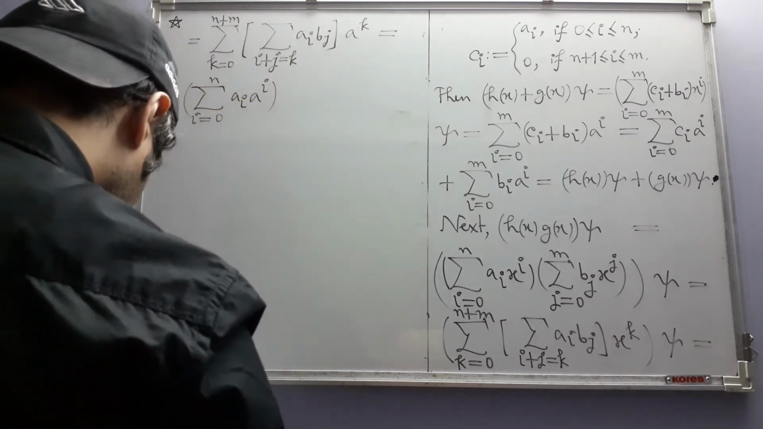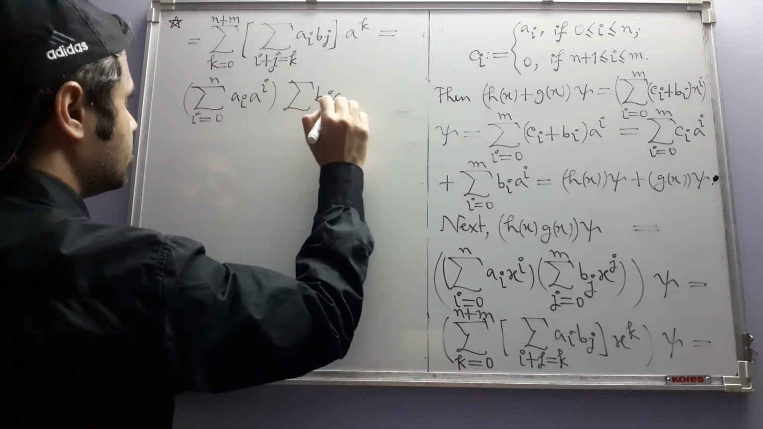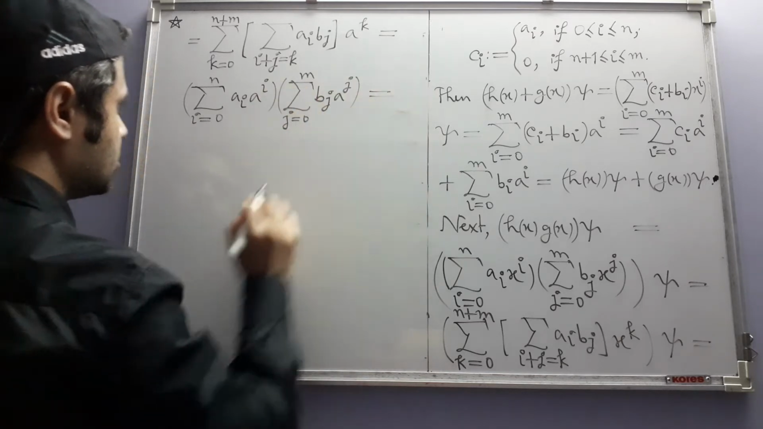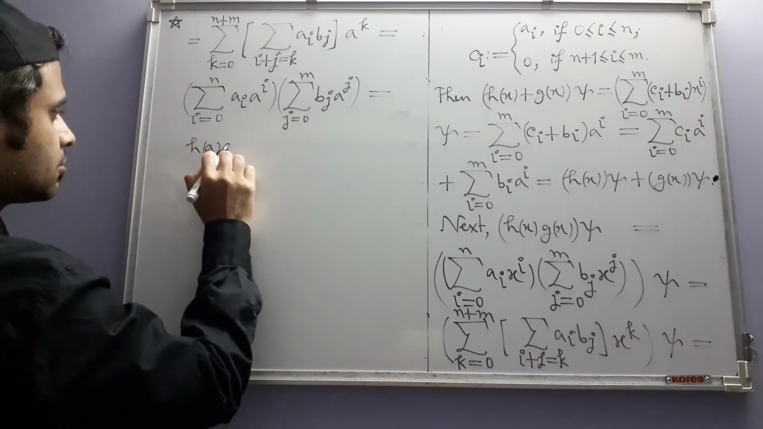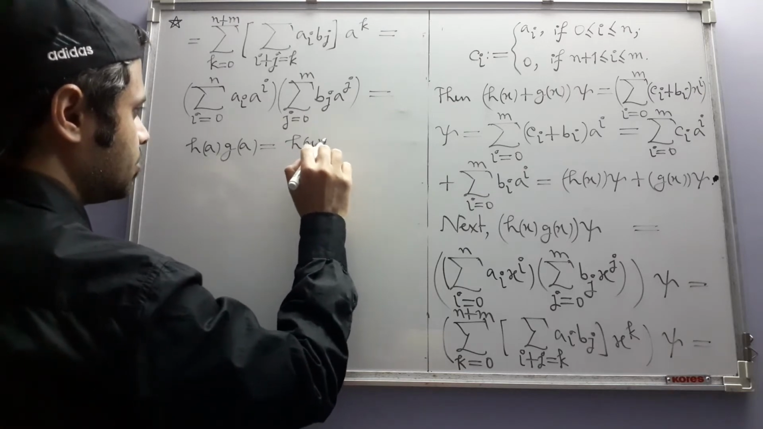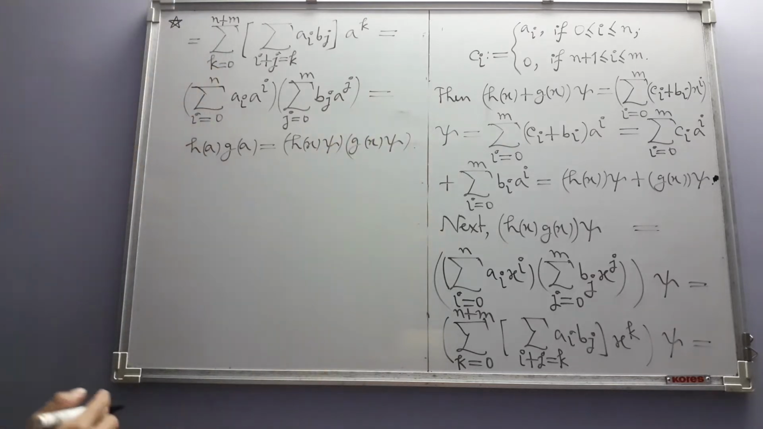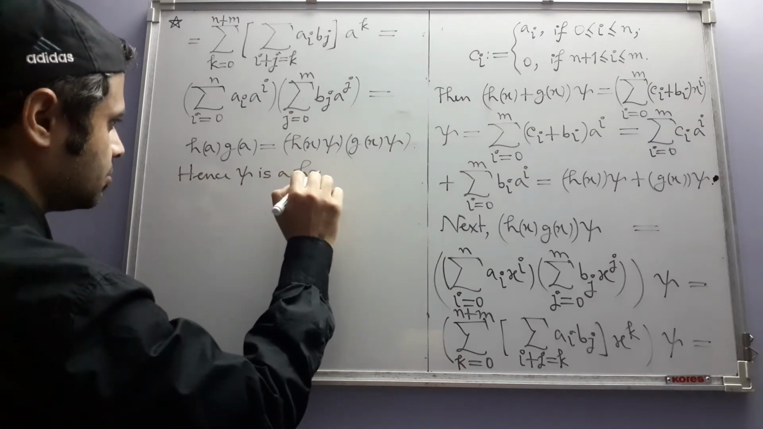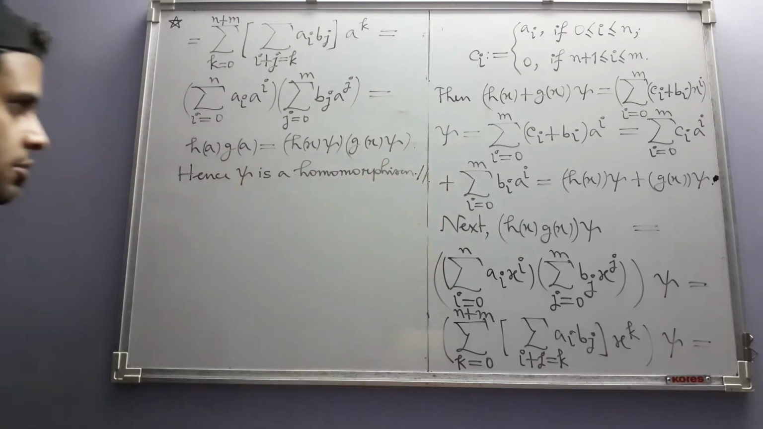I believe the first one was n, yes, and the sum of bj a to the power j, where j varies from 0 to m, and this is equal to h(a) g(a), which is psi applied on h(x) times psi applied on g(x). So psi respects both addition and multiplication, hence psi is a homomorphism. So this completes the solution.